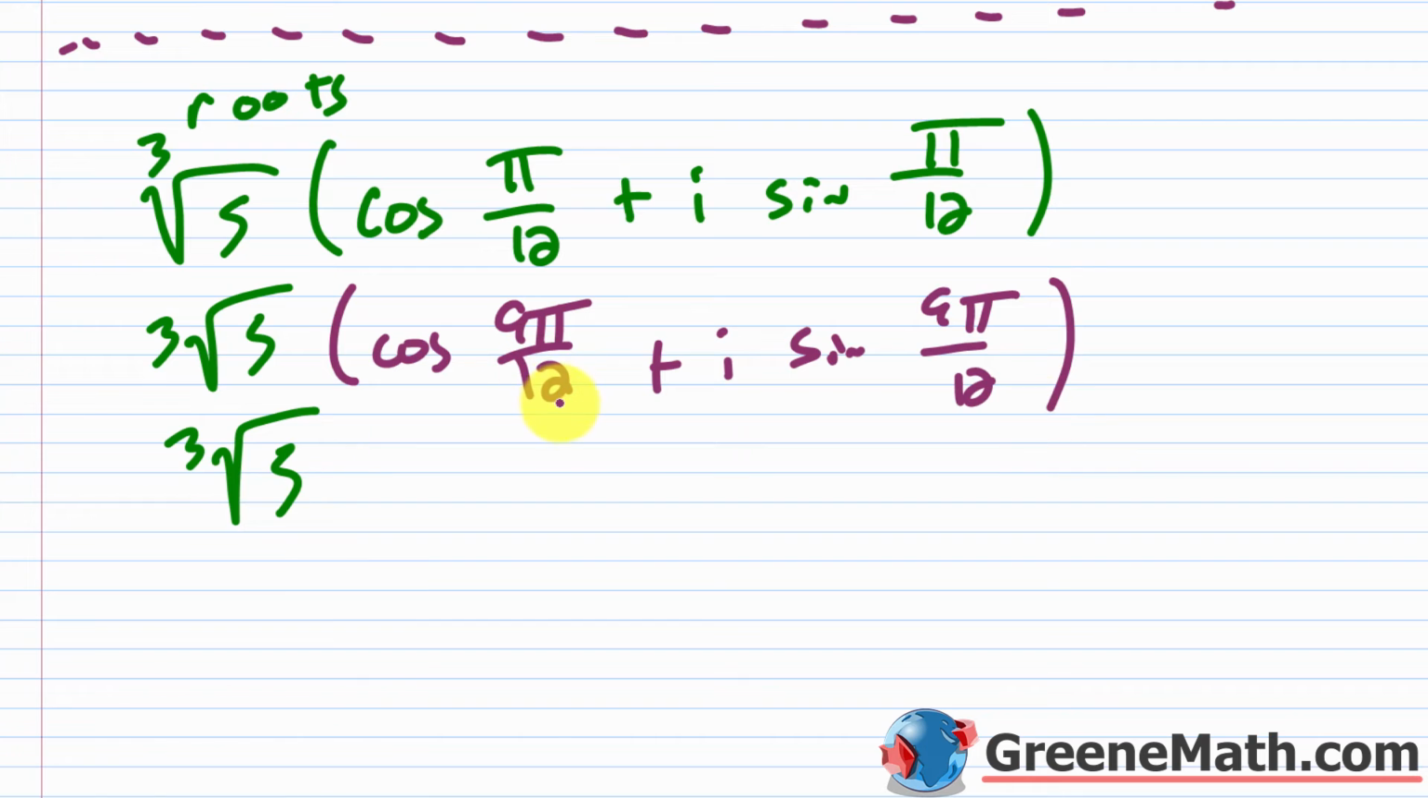Now, you can reduce that because 9 and 12 each have a common factor of 3. 9 divided by 3 is 3, and 12 divided by 3 is 4. So 3 pi over 4. Let's go ahead and reduce that.